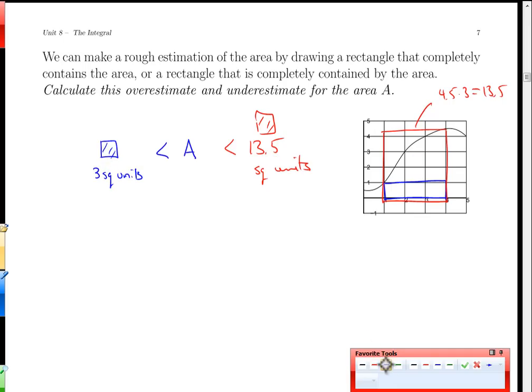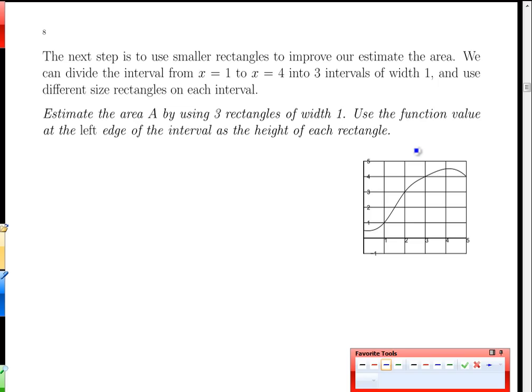For those of a different generation, it's smaller than an elephant, bigger than a bread box. That's not really that helpful, but it gives us an idea that we can at least somehow approximate the continuous, nonlinear area we're trying to enclose here. What else can we do to improve this? Well, we can think about using smaller rectangles to improve our estimate. Let's divide that into 3 intervals, each of width 1, and use different sized intervals.